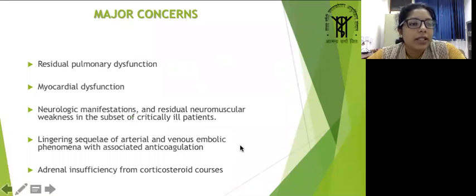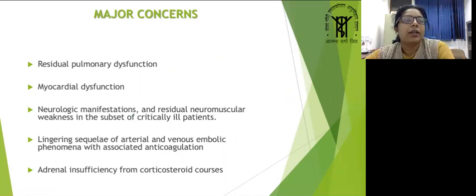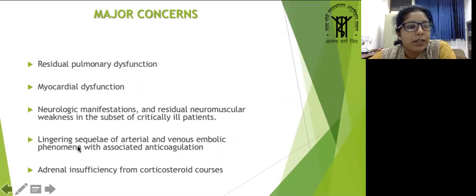So our major concerns are residual pulmonary dysfunction or myocardial dysfunction, any neurological or psychiatric manifestations of the patients, lingering sequelae of arterial and venous embolic phenomenon with associated anticoagulation, or if the patient has adrenal insufficiency from corticosteroid courses. So we'll be dealing with these concerns one by one.